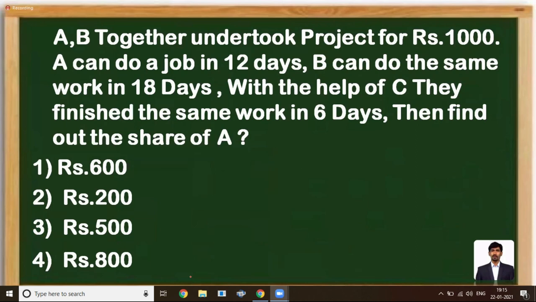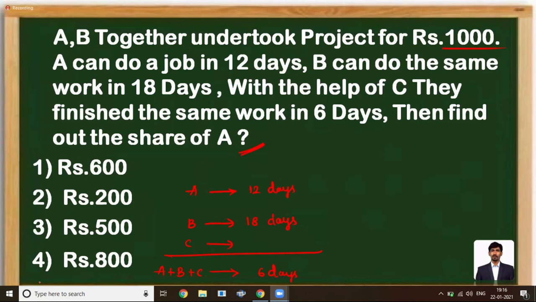Similar data. A and B undertook a project for 1000. A can complete a task in 12 days. B can complete the same task in 18 days of time. With the help of C, they finished in 6 days. That means A, B, C all together completed the work in 6 days. So C's efficiency is not given. Let me find out. Find out the share of A is the question.